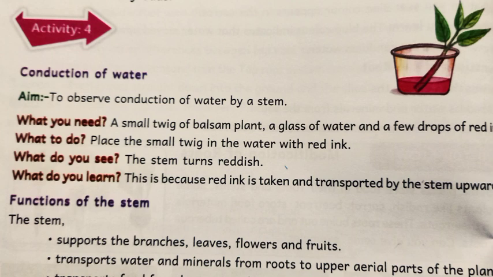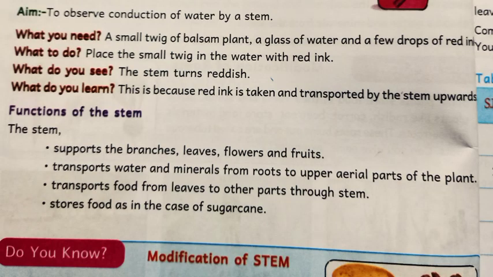What do you learn? This is because red ink is taken and transported by the stem upwards. So why does the stem of the plant turn red? Because the stem absorbed water along with red ink. So this is what we observed in this activity. Now let us see the functions of the stem.